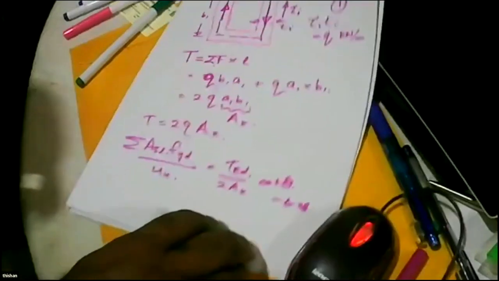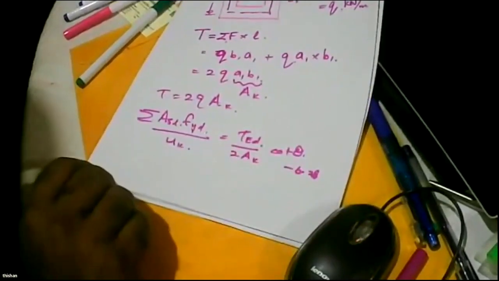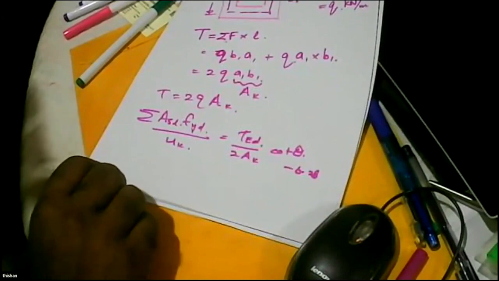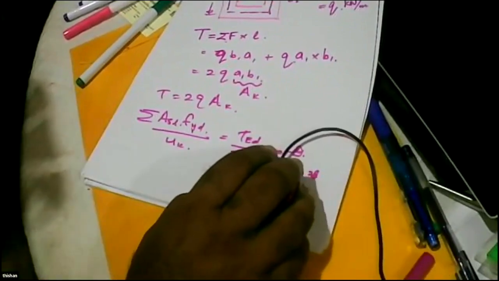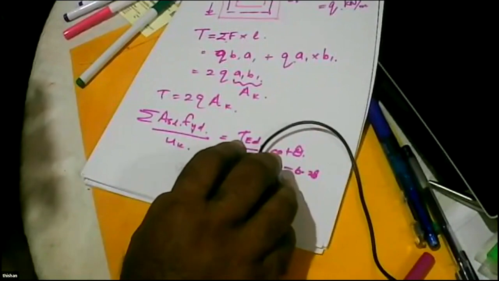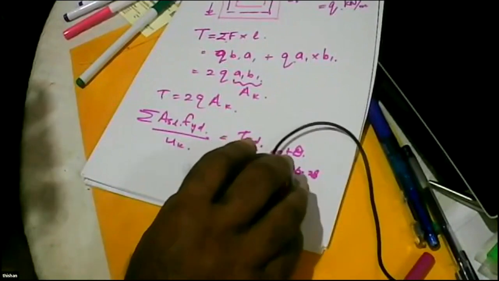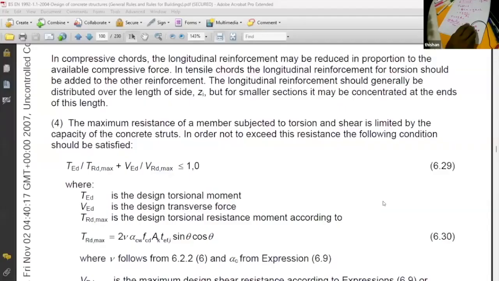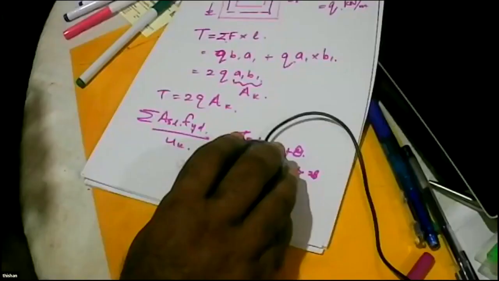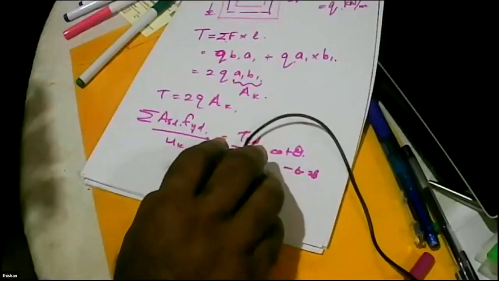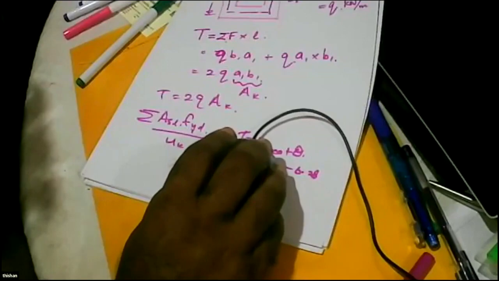So now we have this equation, and that is equation 6.28. What I'm going to do is look at the proof that is given in the Mosley and Bungey book. So I will share the screen. Torsion.